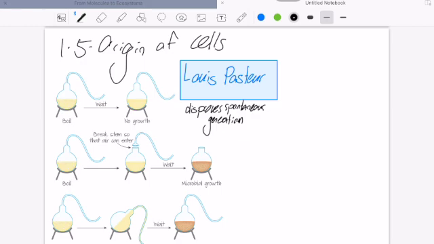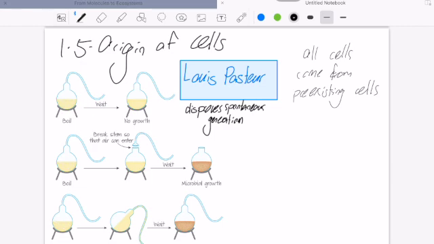So first of all, we must state, and we already know, that one of the rules of cell theory is that all cells come from pre-existing cells. Now, Louis Pasteur gave an experiment to show how cells come from pre-existing cells and to disprove what was currently believed at the time, spontaneous generation.